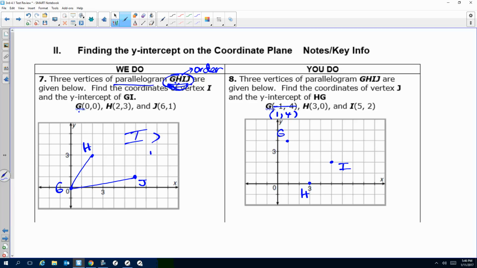This is where we use our slopes. So I know I is opposite G. And IJ would be opposite GH. So I'm going to count 1, 2, 3. That's my rise of 3. And I'm going to count over 1, 2. That's my run of 2. I'm going to do that same thing starting at J. 1, 2, 3. And then my run over 1, 2. And that lets me know where I is at. So I is now going to be at the ordered pair, see, 3.